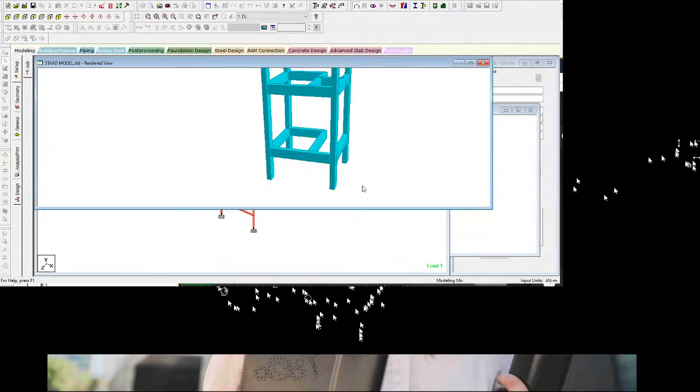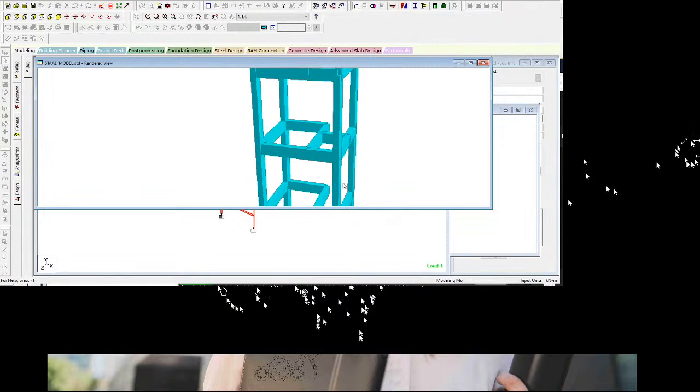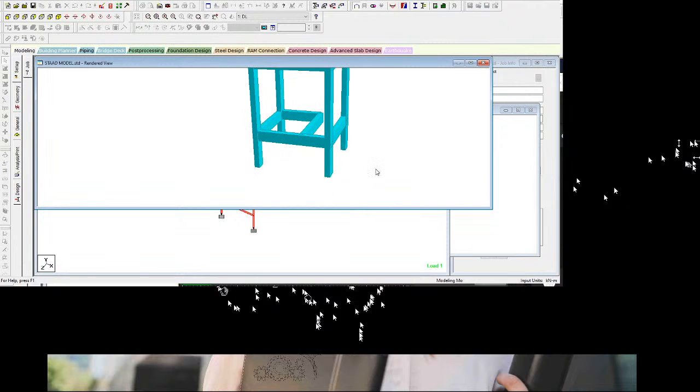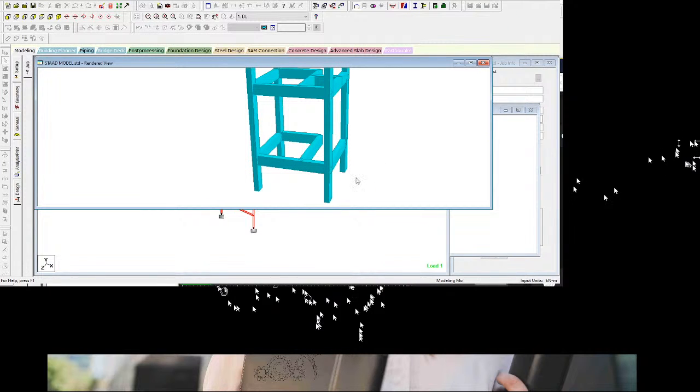The load will be taken by this beam and by this beam. This is not important because this beam does not take any load. Because the stair is an inclined member, all the load will be directly moved to this beam because of the cantilever, right?